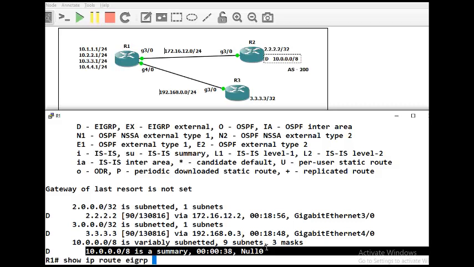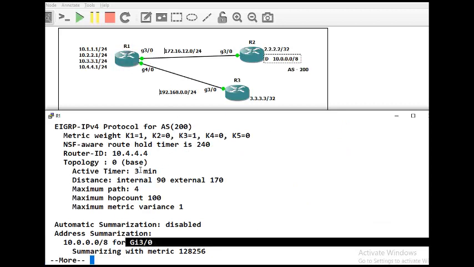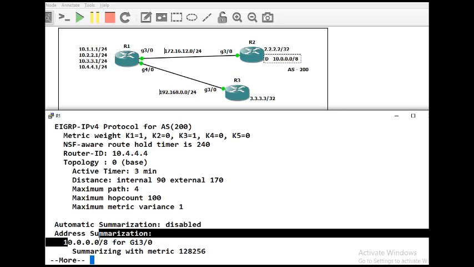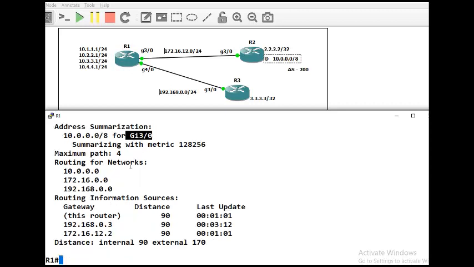And it is advertised only to router 2. How do I know? Here also you can see. Only on G3/0 it is summarizing. Summarization happens only on this interface, not on any other interface. This is what is called manual summarization.